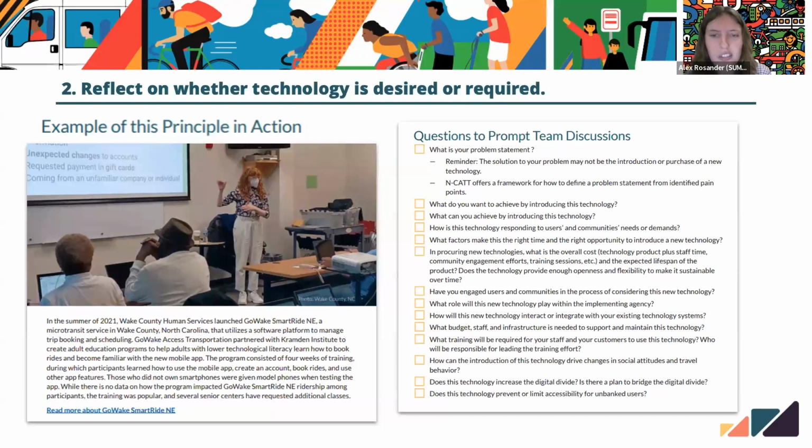And so when we integrate new mobility technologies into existing transportation systems, they can also bring forth things that agencies might need to be wary of, right?